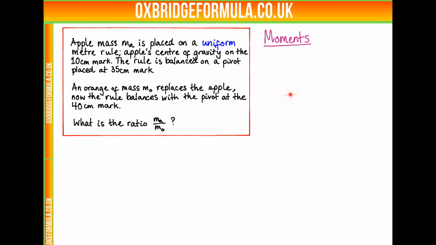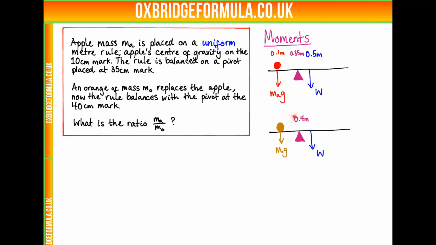So let's try and draw our setup. So the apple here at 0.1 meters, the pivot at 0.35, and then the weight at 0.5 meters, because of the uniform nature of this meter rule. Then what about for the orange? How does this differ? The orange is still here, but now the pivot has moved closer to the weight. So 0.4 meters is the pivot now, and then the weight is still here at 0.5 meters.